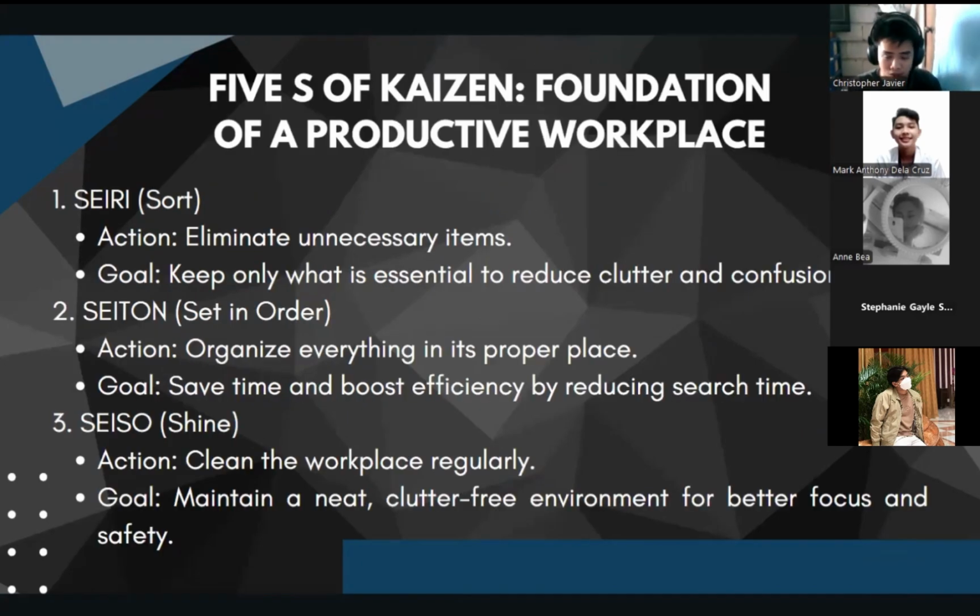Now, for the 5S of Kaizen, foundation of a productive workplace, the first one is Seiri, or sort. The action is to eliminate unnecessary items, and the goal is to keep only what is essential to reduce clutter and confusion. Seiri stands for sort out. According to Seiri, employees should sort out and organize things well. Label the items as necessary, critical, most important, not needed now, useless, and so on. Show what all is useless. Keep aside what all is not needed at the moment. Items which are critical and most important should be kept at a safe place.